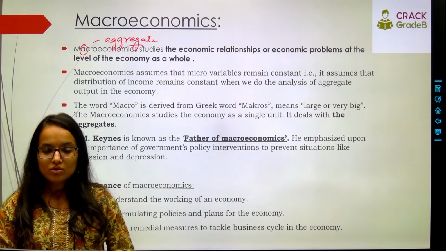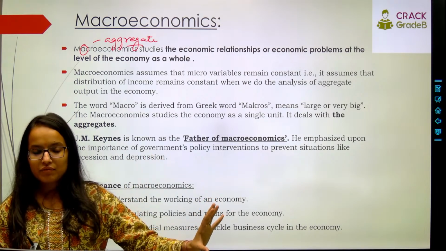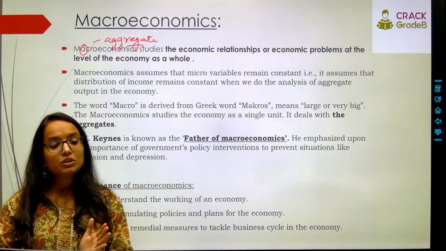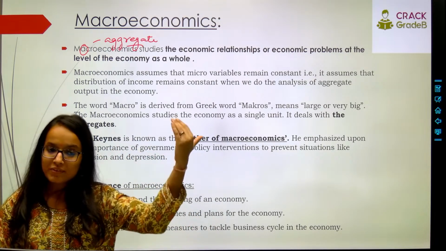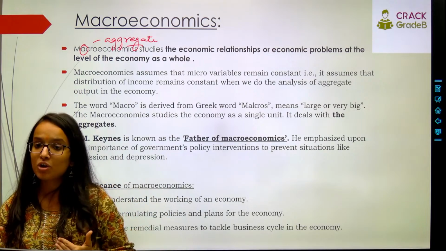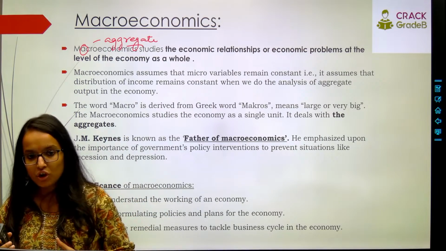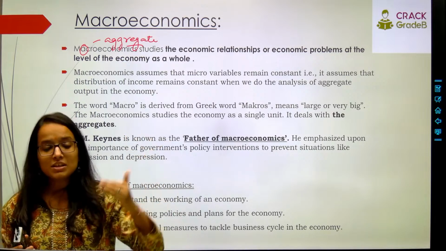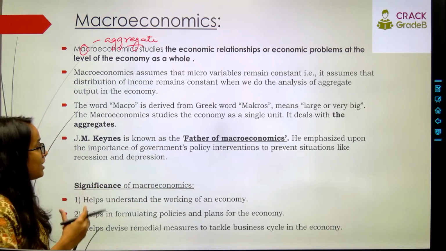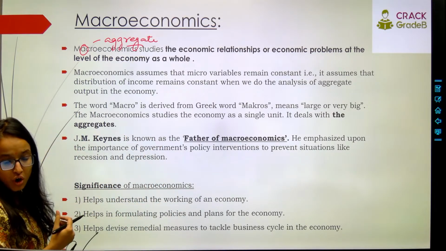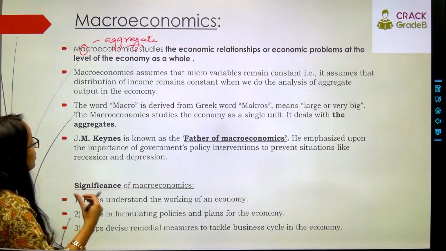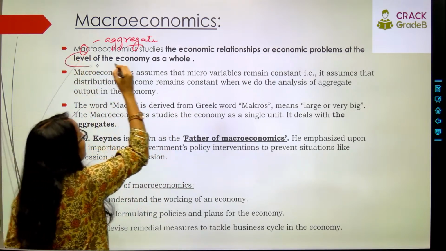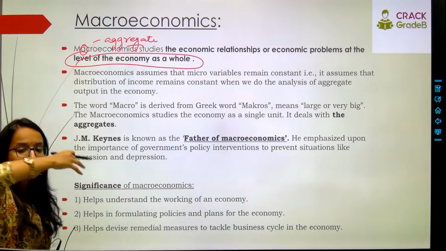So when we understand the behavior of individual consumers and firms and producers, then we apply the theories on the country as a whole. So when we understand the economic phenomena, the monetary phenomena on a nation as a whole, on an economy as a whole, that subject matter comes under the purview of macroeconomics. So macroeconomics studies the economic relationships or problems at the level of the economy as a whole.